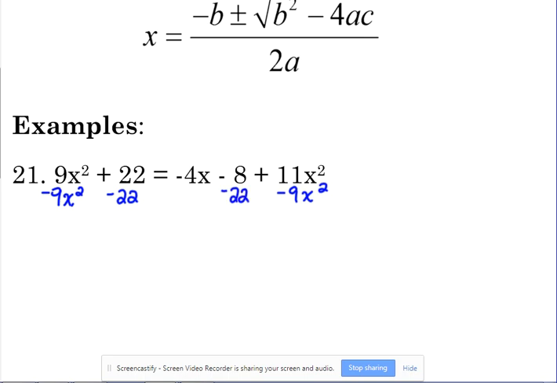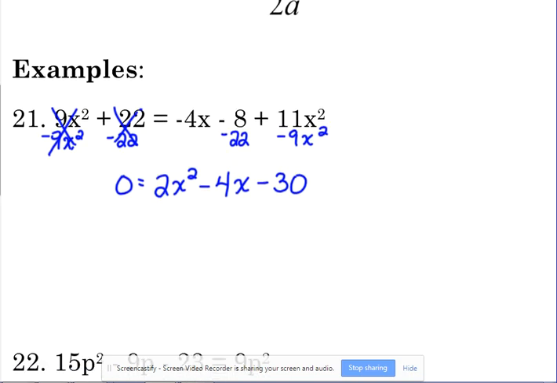I don't think we have much of a problem with this, but just make sure you line it up with the like terms. So we've got 0 is equal to, I'm going to write it in standard form here. X squared comes first. 11 minus 9 is 2. 2x squared. X comes next, minus 4x, and then negative 8 minus 22 is negative 30.